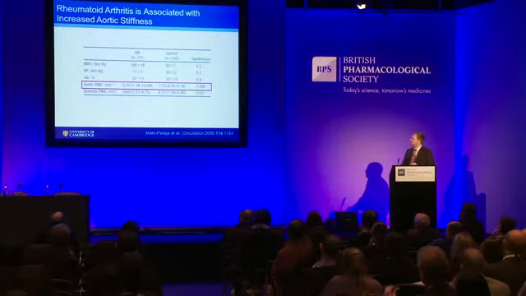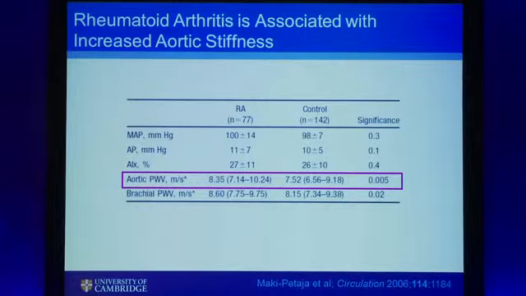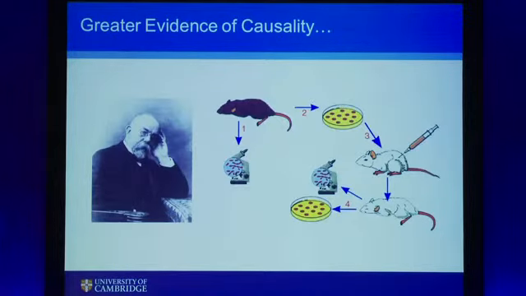So we looked at a cohort of patients with rheumatoid arthritis and found that, compared to age and gender matched controls, they had stiffer blood vessels. And again, this predominantly occurred in the aorta rather than the blood vessels in the arm. But that's not very strong evidence of causality.